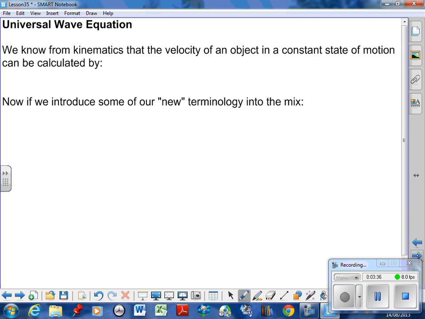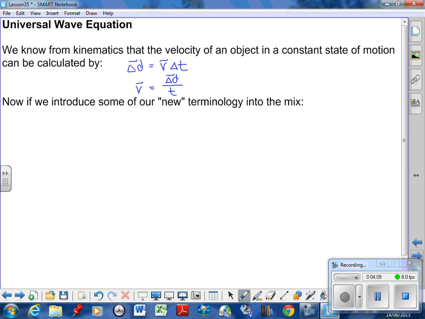So, universal wave equation. This is something that is extremely important when it comes to waves and sound. So we know that from kinematics, the velocity of an object in a constant state of motion can be calculated by, and we have our formula, delta D equals v times time. But we want to know the velocity, so we'll just rearrange that equation. V equals delta D over T. So that's just from unit number 1, kinematics.